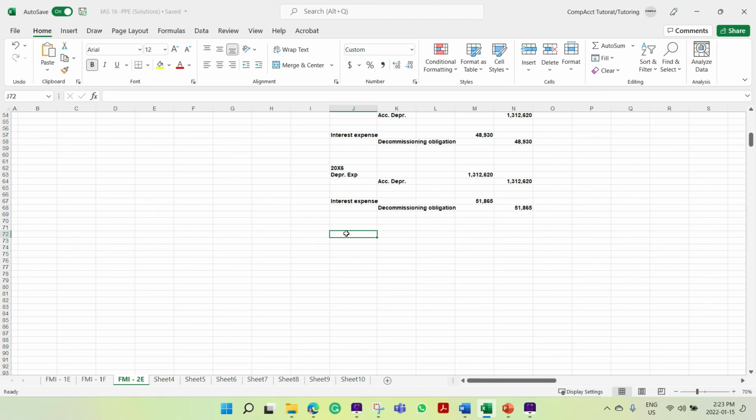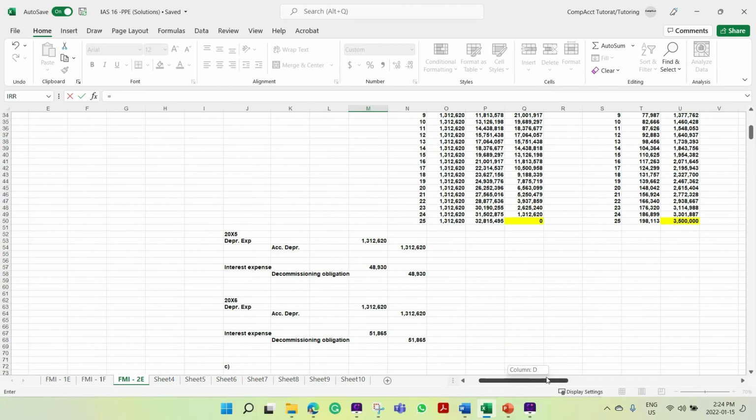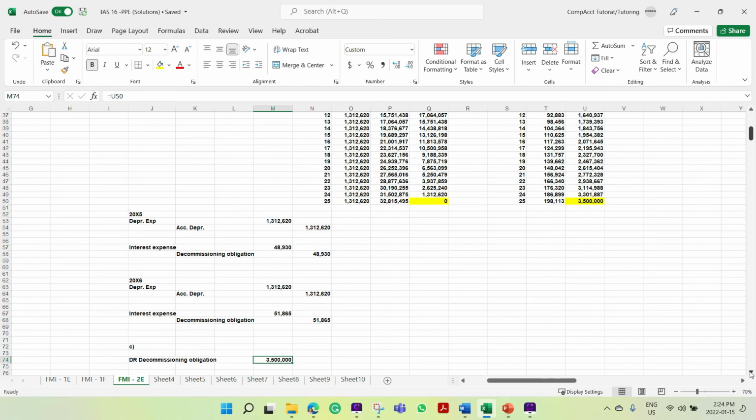So what I've got to do here, in C, okay, what's going to be part of my entry? So I'm going to debit the decommissioning obligation. I've got to reverse that obligation. Okay, so I can always go back to my table here. Why not? And grab that 3.5 million. So that's one part of the entry.